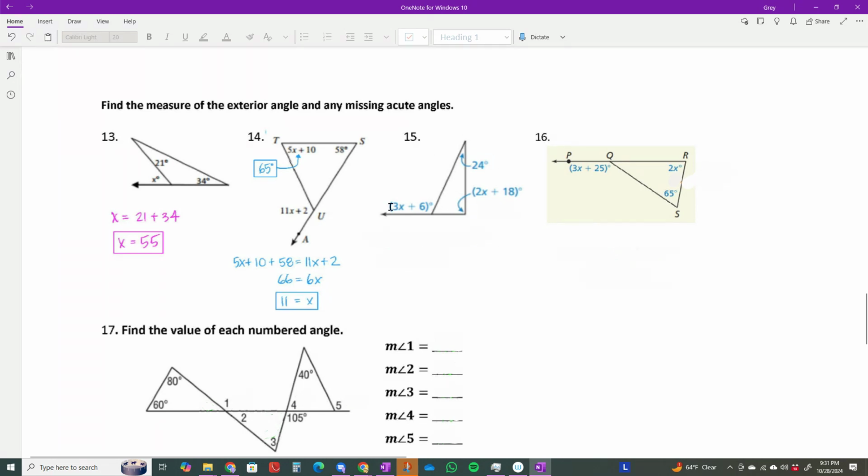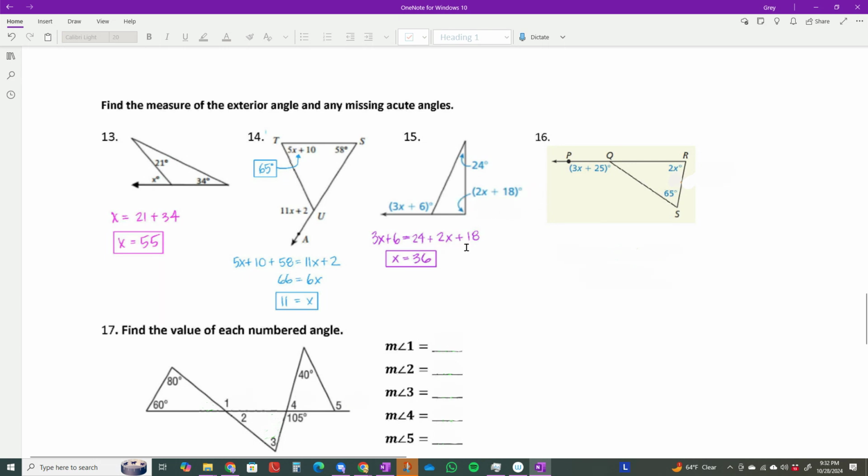Number 15, here's my exterior. Here are my two remote interior. So my exterior angle, 3x plus 6, equals 24 plus 2x plus 18. So if I collect my x's on the left side, I have just x. And then if I take my 6 over to the right and combine like terms, I'm going to get x is equal to 36.